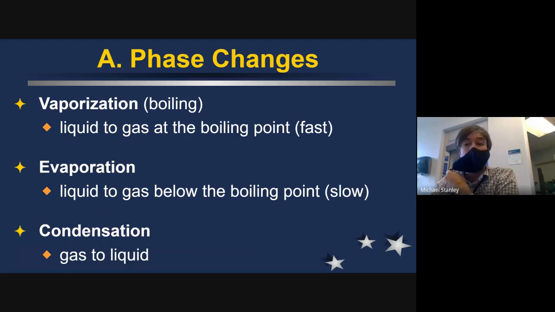There are a couple different ways that we can go through phase changes, however.